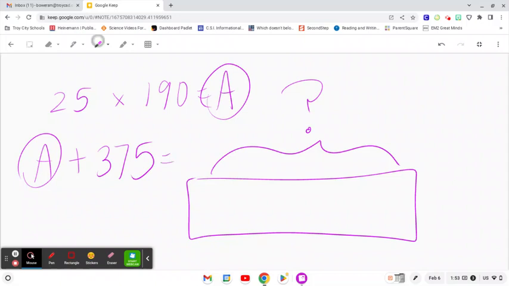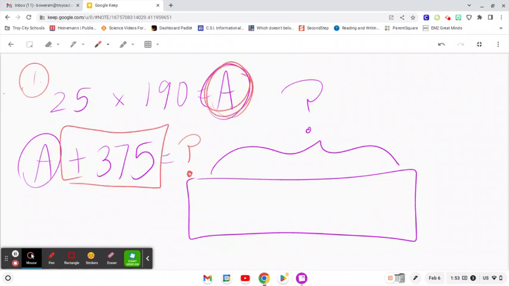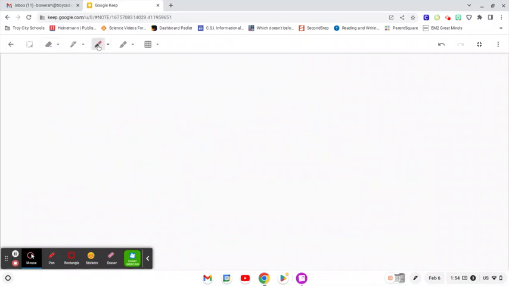So this is ultimately what we need to find out: how many minutes will he practice this year? So first step is to figure out how much he practiced last year. And then add 375 minutes to get our total. I'll give you guys some freedom to try that out on your own.